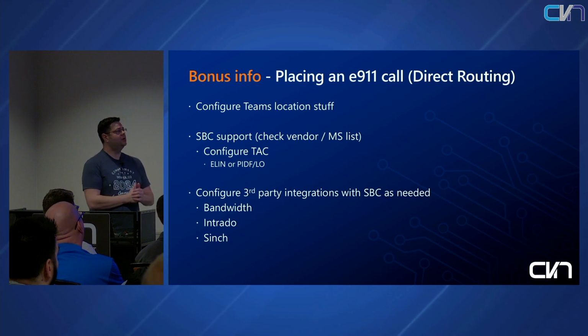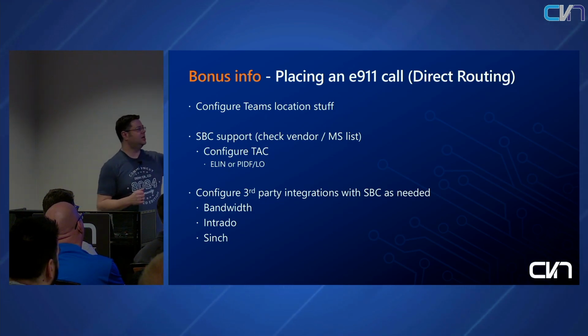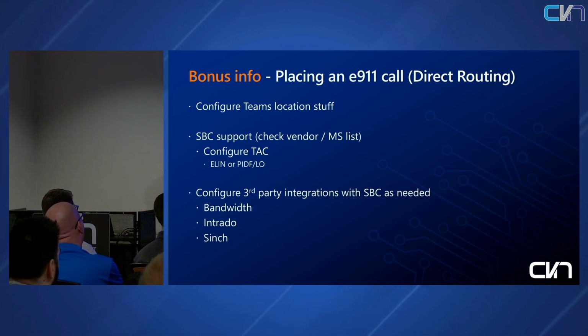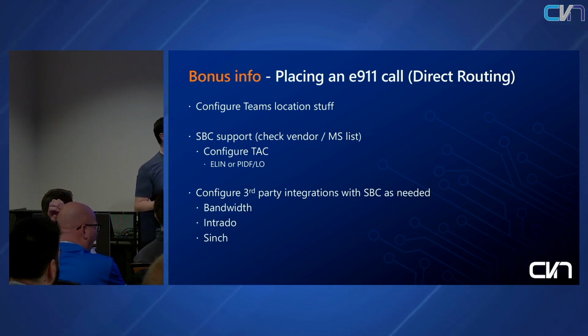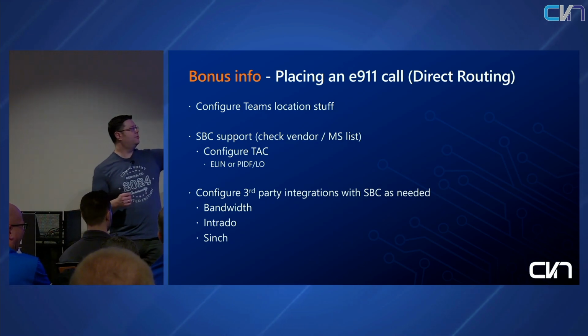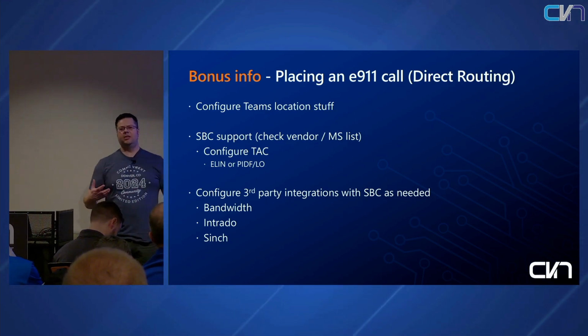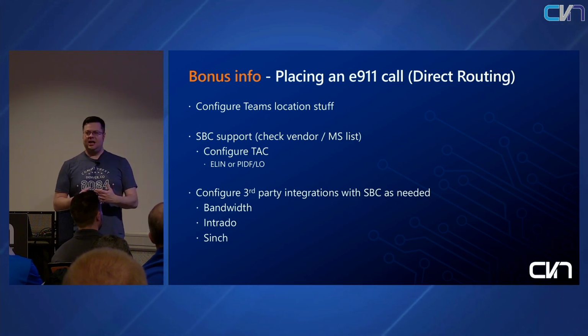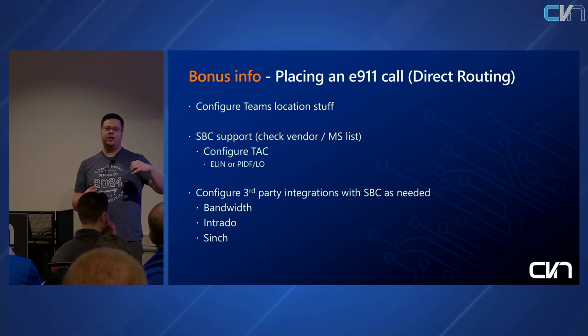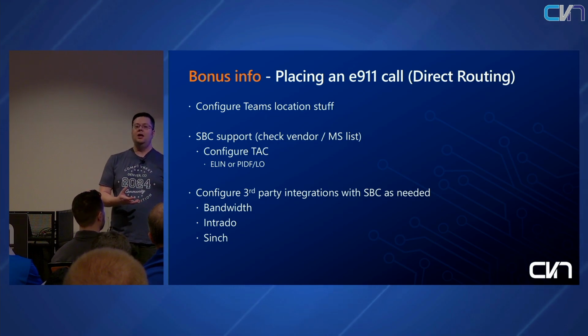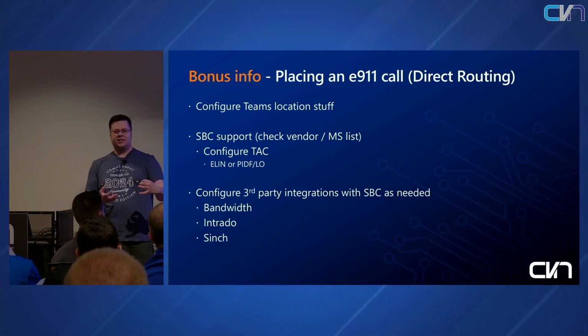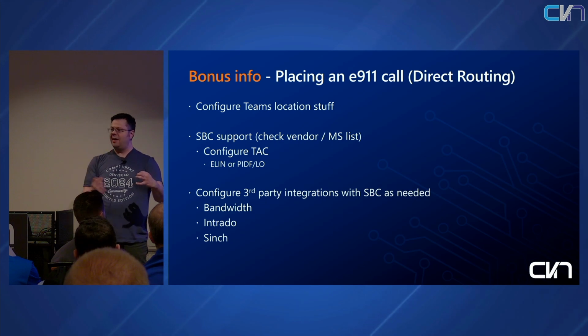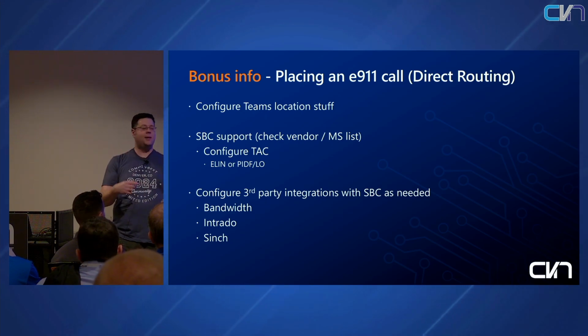So if you're on direct routing, we still want to do all the Teams location stuff, but then we have to figure out how we're going to deal with that on the SBC level. So inside TAC, we want to configure either ELIN, which is the old school way of doing things. That is where if you had ISDN, you could have an emergency call go out on a number that wasn't the user's number, and that meant when the responder rang back to that number, the SBC knew that that matched to whichever number the user was and married them up.